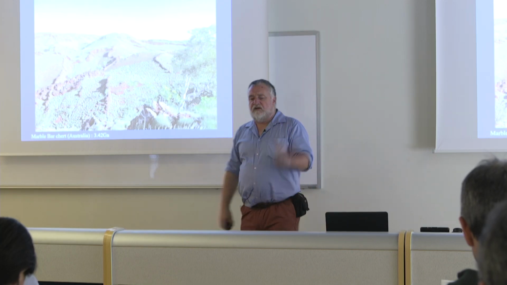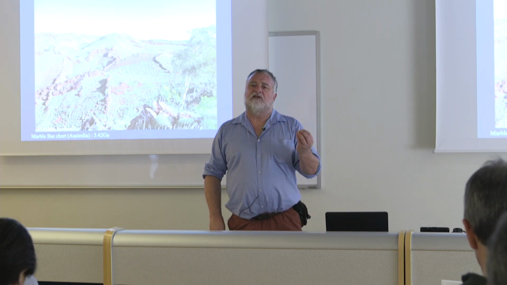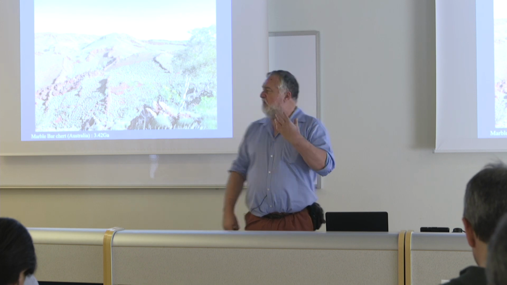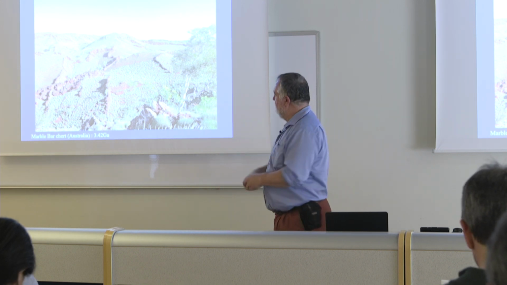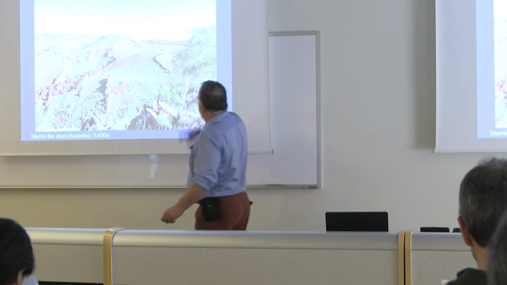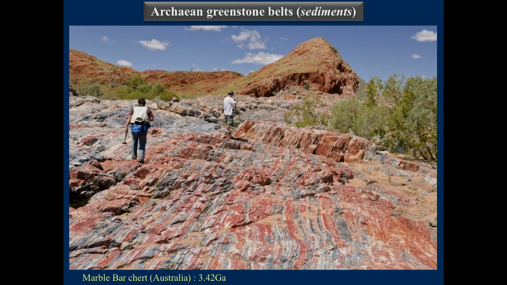And something also very important in the Archaean terrain is the abundance of a rock type that is called chert. It is mainly made of silica, and I will discuss the origin later. But you can see here in Australia a lot of these cherts, and they are very abundant in the Archaean, more abundant than today. And here is one of these cherts, it's called Marble Bar, in Australia.